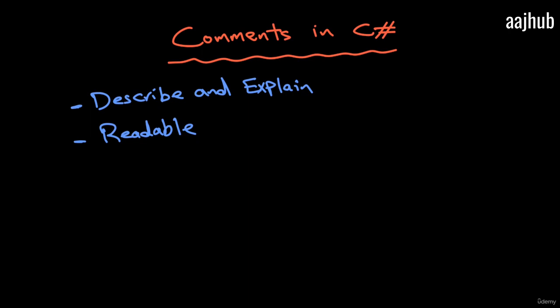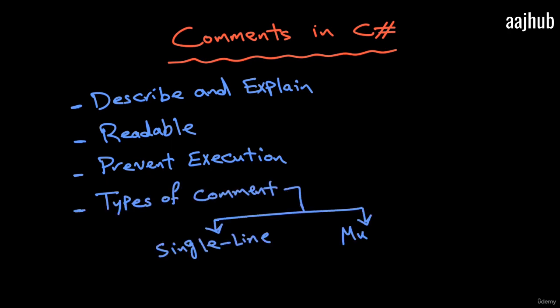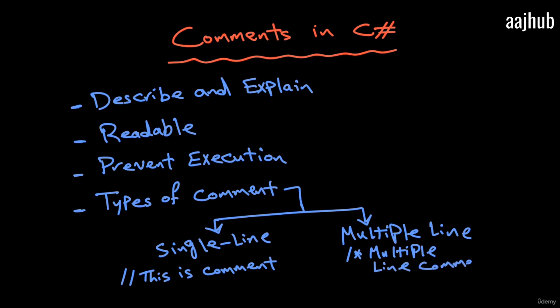Also, there is another feature of using comments in the C# programming language. You can prevent the execution of the program by using comments. Simply by commenting a block of code or a statement in the C# programming language, this will prevent the execution of this snippet of code. And there are two types of comments in the C# programming language, and we are gonna use these types in our programs. The first type is called single line comment.